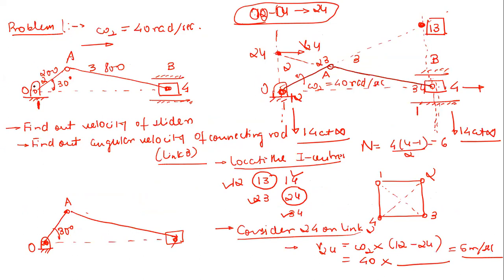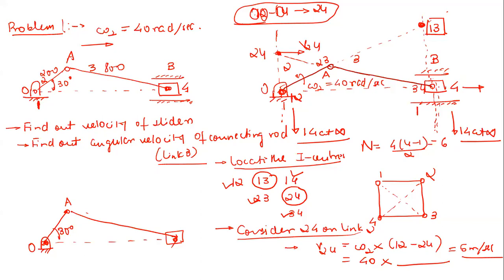So why did I choose link 2? Because for link 2, at least I know the angular velocity, which is equal to 40 radian per second. So I chose link 2, and then finally I chose link 4, where we have to find the linear velocity, right? So now I first located their common instantaneous center, which is 2, 4, right?